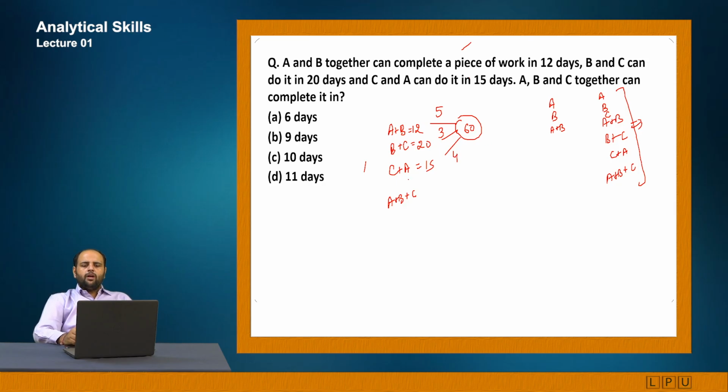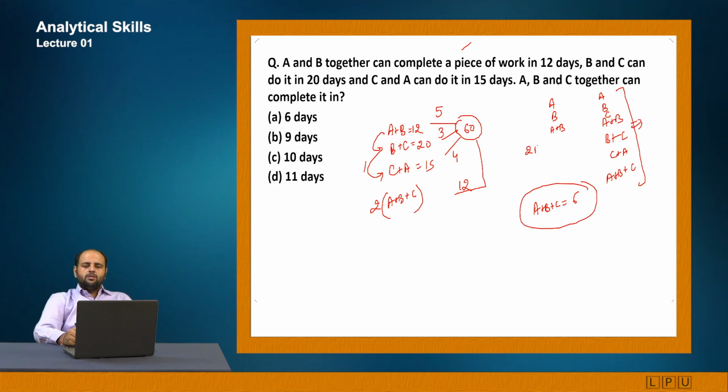Okay, but we have to find out the value of A plus B plus C. But we can see that there is nothing coming directly so that we can make it. But if we add all these three values, A plus B, then B plus C, and then C plus A, what I will be getting is twice of A plus B plus C. So what is the value here? Twice of A plus B plus C is doing a work of 5 plus 3, 8 plus 4, 12. So twice of A plus B plus C are doing 12 work in one day. So A plus B plus C will be doing how much amount of work? That will be 6.